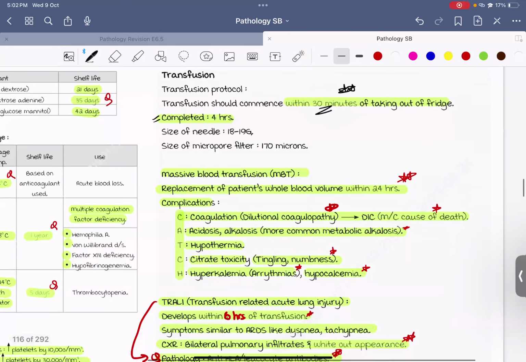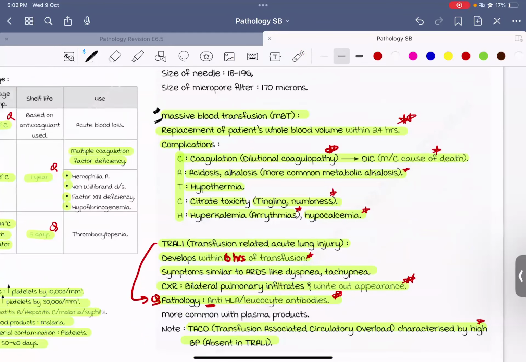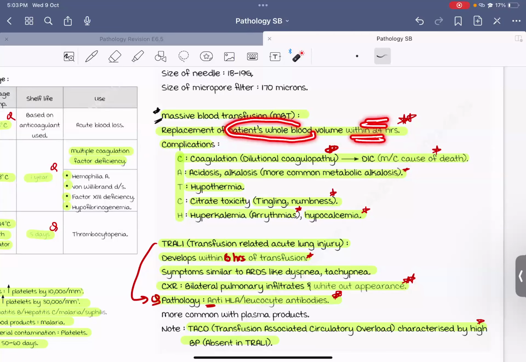Also, we'll talk about massive blood transfusion. The name itself says it is the massive blood transfusion. What is the meaning of this? You have to remember this definition: replacement of the patient's whole blood volume within 24 hours. For example, if the patient has 5 to 6 liters of blood, the whole volume is replaced within 24 hours. That will be termed massive blood transfusion.